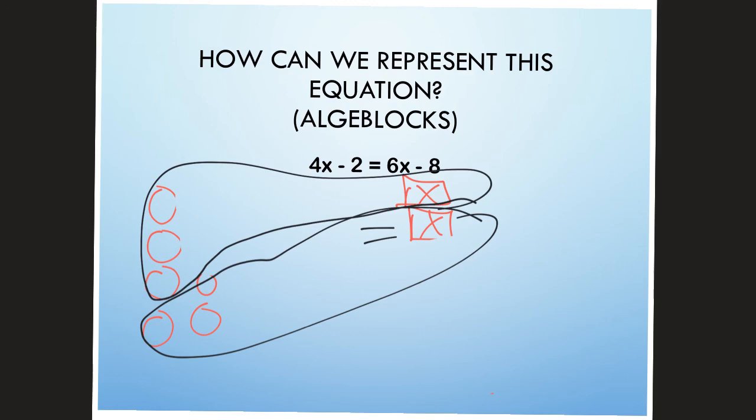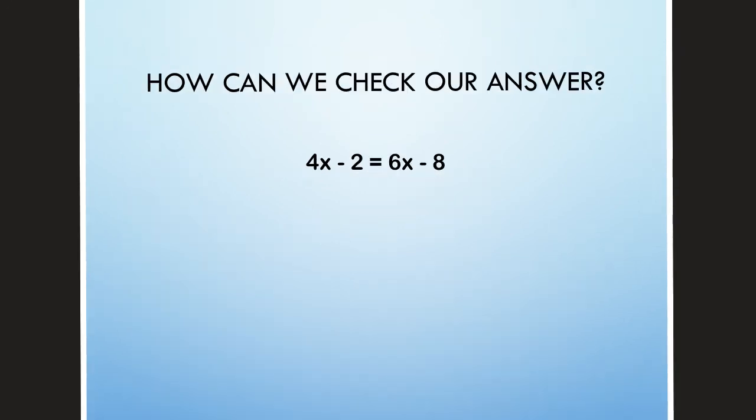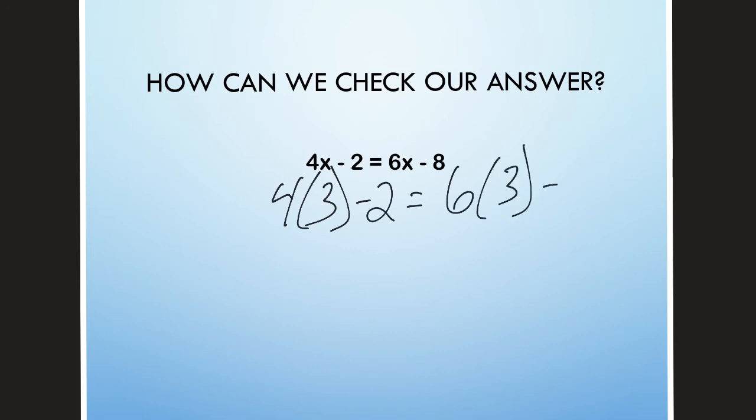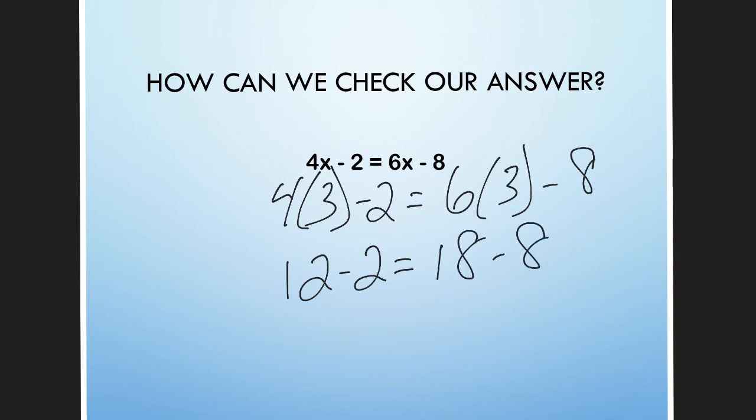So, finally, we're going to check our work. We learned each time that x equaled 3. So I have 4 times 3 minus 2 equals 6 times 3 minus 8. 4 times 3 is 12, minus 2, equals 6 times 3 is 18, minus 8. 12 minus 2 is 10. 18 minus 8 is 10. So we did it correctly. There you go.